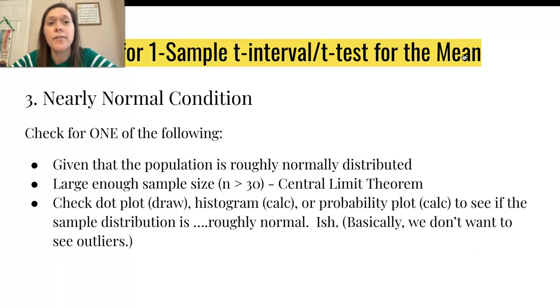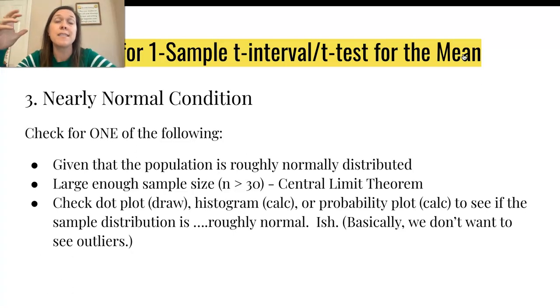And then for our third one, we need our nearly normal condition. So if you guys remember back when we were talking about sampling distributions, we need to make sure that our sample size is large enough. So in proportions, we use our success failure, right? And then how do we check? And so if it's large enough, then we know that it's nearly normal, right?